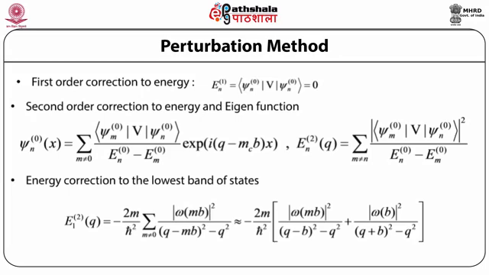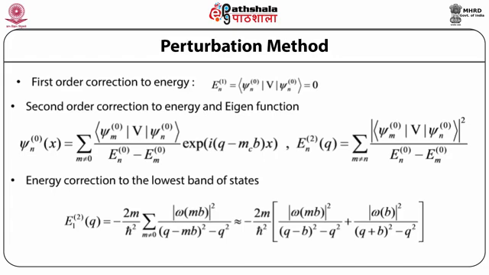The first order correction to energy is E_n^(1), and this is written by taking the expectation value of the potential with respect to the corresponding eigenfunction, which is found to be equal to 0, as omega 0 is equal to 0, as we had noted earlier. Now this means that we have to go one order higher.